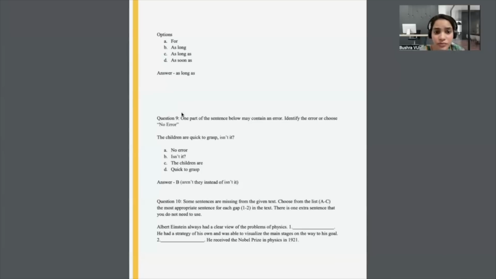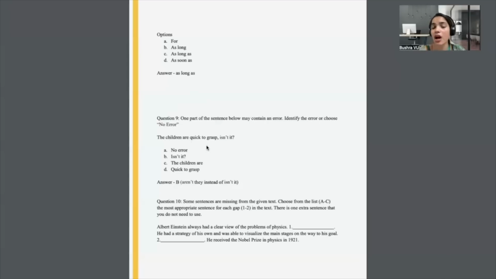Okay. One part of the sentence below may contain an error. Identify the error or choose no error. The children are quick to grasp, isn't it? Now look at this part of the question, right? So the children are, we're talking about the children, right? So it should end with aren't they?